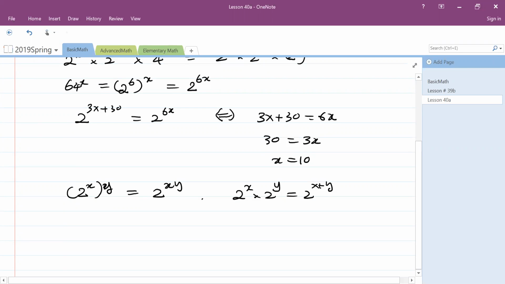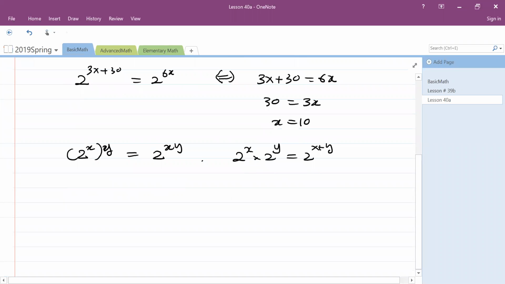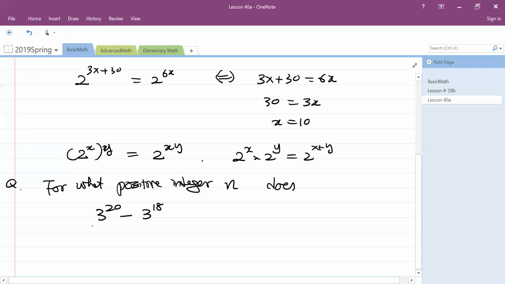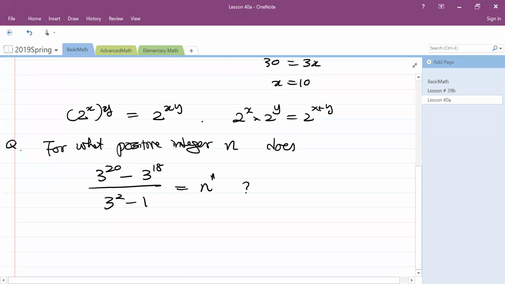And let's look at similar problems. The second problem is: for what positive integer n does the following hold? N to the power n. Please try to simplify and see if we are able to figure out what n is. I'll give you a minute.